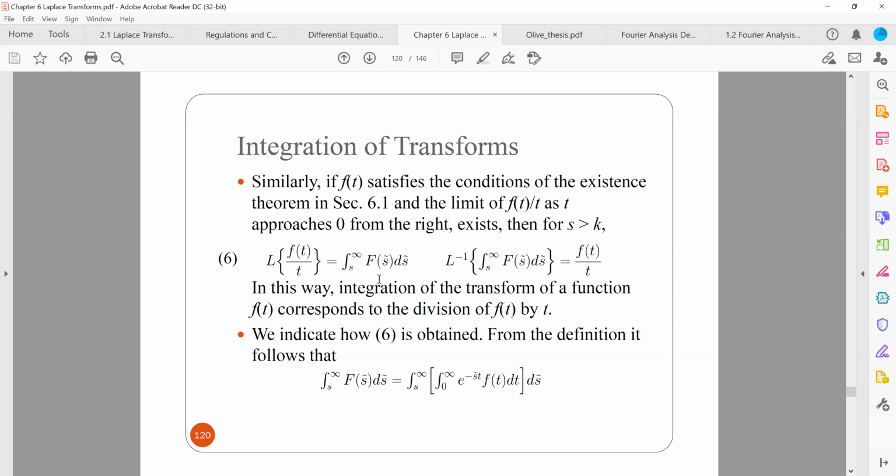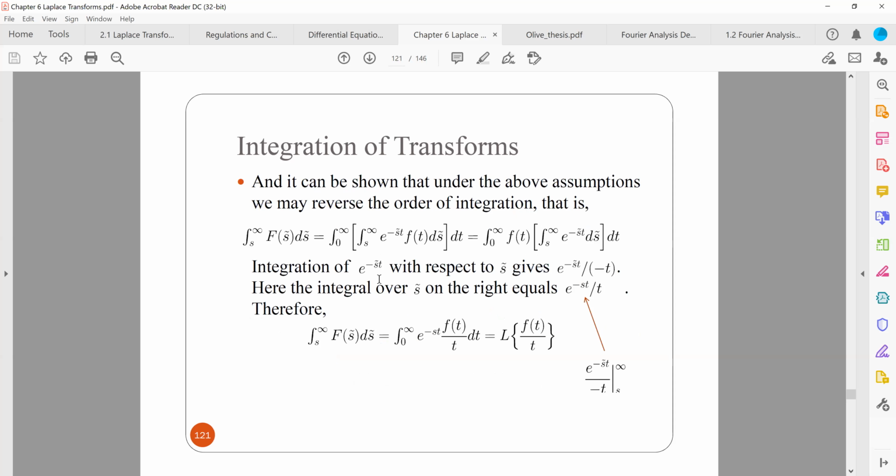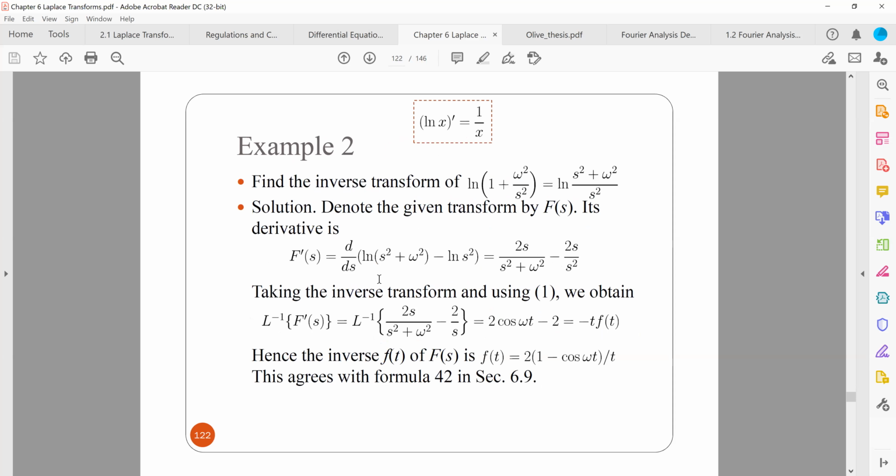So with differentiation, it's times t times f(t). With integration, it's f(t) over t. This is just trying to prove it, and we don't need to get into that. Just know what the rule is. So we have an example here as well.